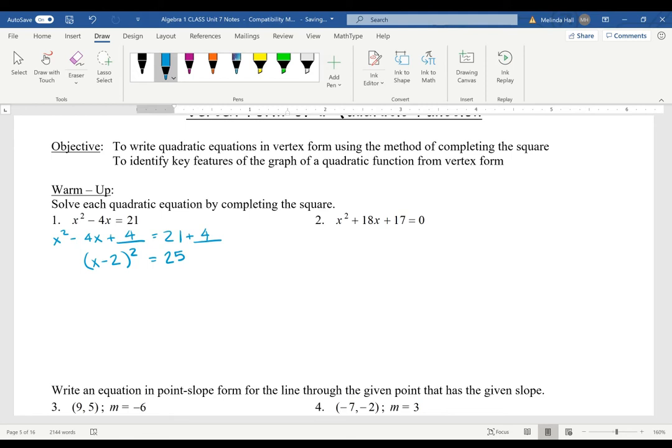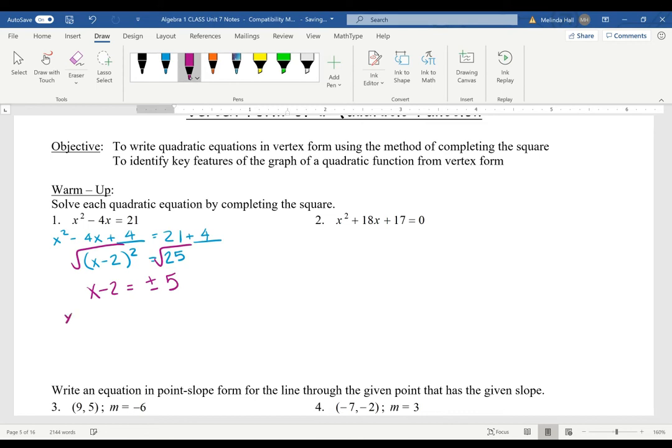And remember, the purpose of completing the square is so that you can make a perfect square trinomial, so that you can write it as a binomial squared, this x minus 2 squared, and then you can use the square roots method, because then we can take the square root of both sides and we end up with x minus 2 equals plus or minus 5. Don't forget your plus and minuses.